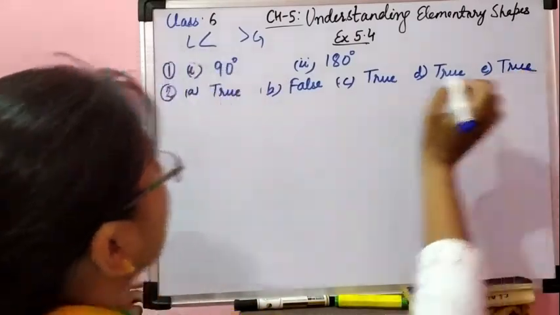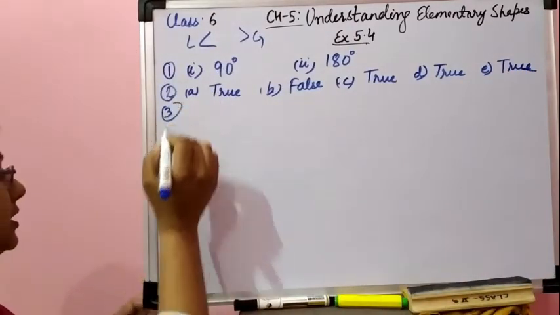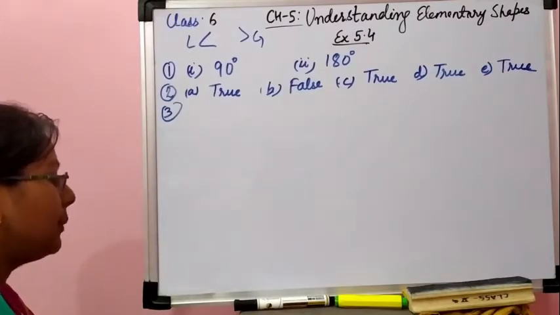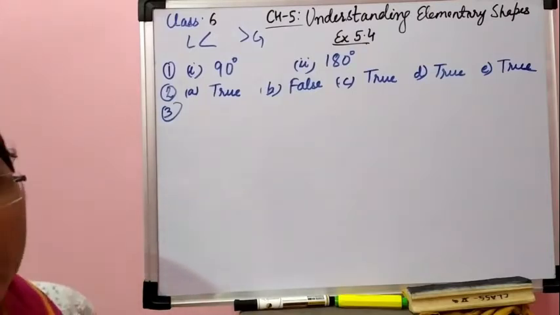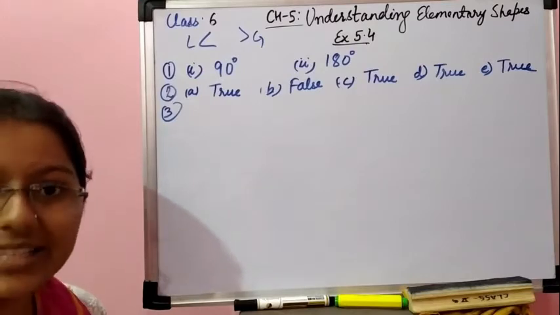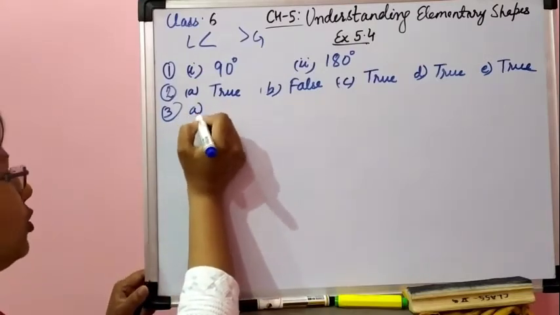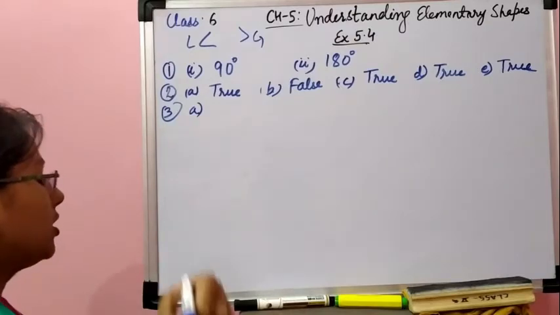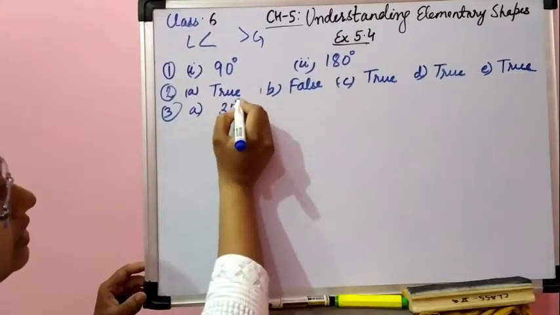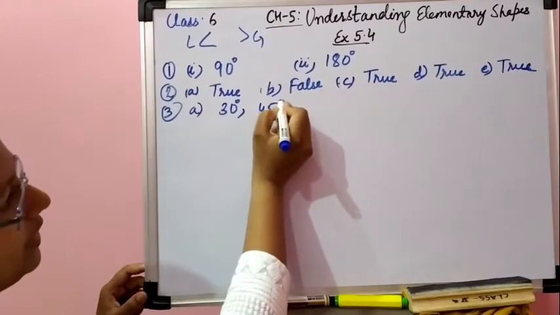Now moving to our next question, it is question number 3. Write down the measure of some acute angles. Acute means less than 90 degrees, all are acute. You can write any two examples because they want to know two examples of each. For some acute angles I am writing 30 degrees and 45 degrees.